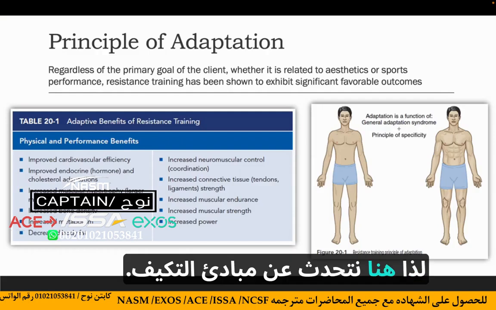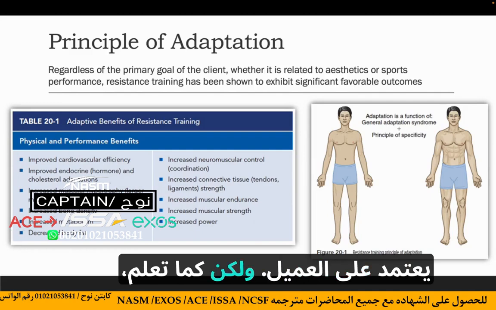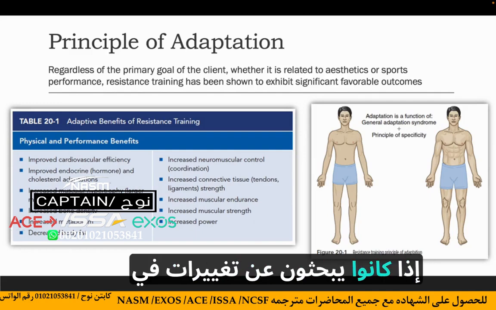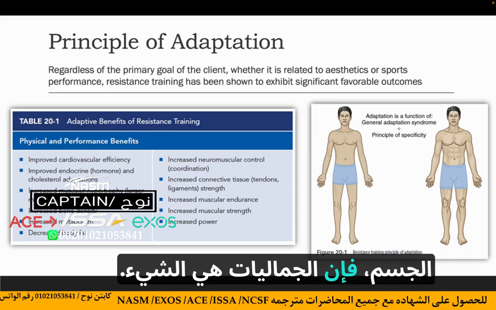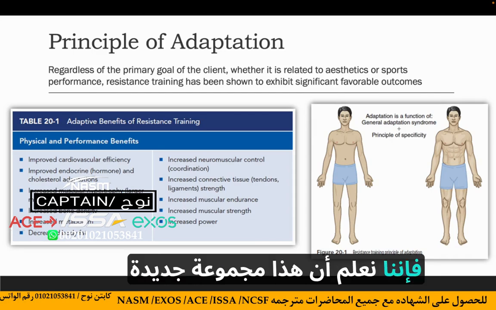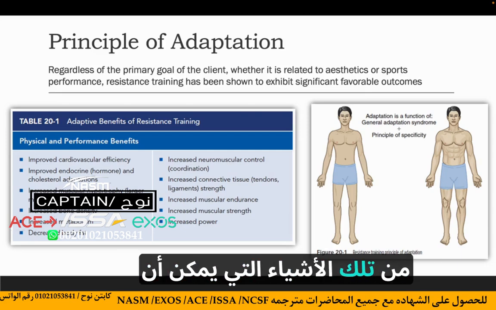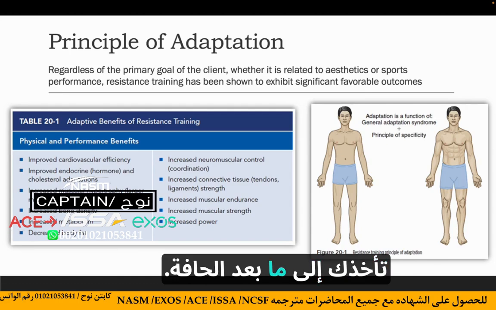So here we're talking about the principles of adaptation, basically saying that obviously the goal here is dependent upon the client, but if they're looking for body changes, then aesthetics is the thing. If they're looking for performance-based, then we know that that's a whole new different set of parameters that we're going to follow. But resistance training is going to be one of those things that can take you over that edge.